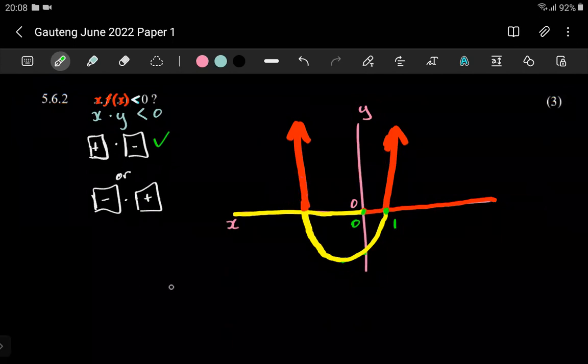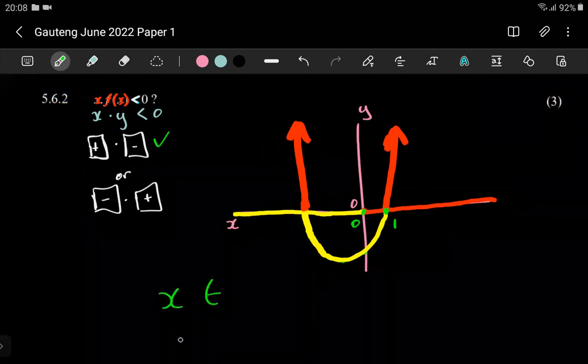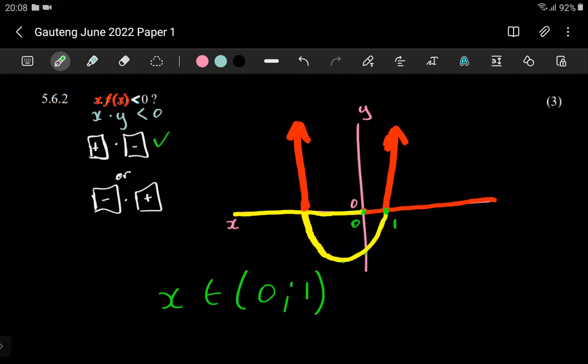So the first portion of our answer, we're going to say x is an element of 0 until positive 1. The 0 and the 1 are not included because specifically at 1, you have a y value of 0, and specifically at 0, you have an x value of 0. If any of these is a 0, if you multiply them, you just get a 0. And 0 is not smaller than 0. So this is the first portion of your answer.